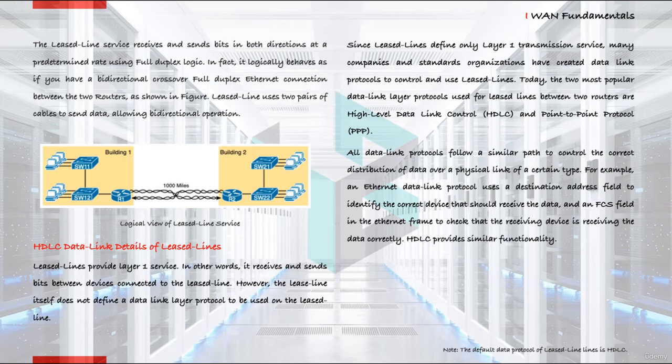Let's look at the details of the HDLC data link protocol used in lease line on this page. We said that the lease line service serves at layer 1. It takes, moves and transmits bits. For this, it uses the HDLC protocol, which is similar to the protocol we use in Ethernet. If you remember in Ethernet, we used frames, and here we also have an HDLC header and HDLC trailer, so HDLC encapsulates the IP packet.